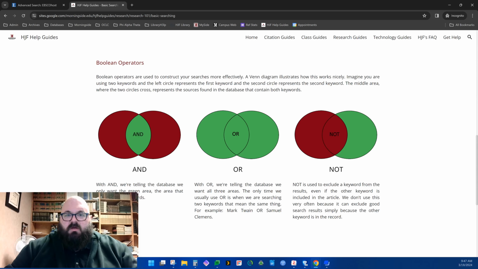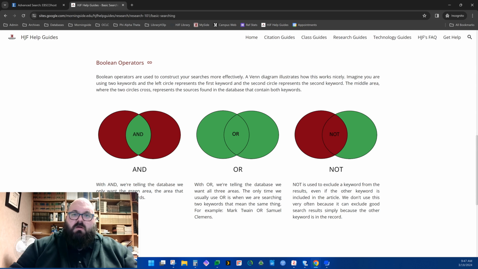In this short video, we're going to talk about Boolean operators. All databases have them, even if they don't provide you with the easy clickable way to select what operator you want to use. Boolean operators are a way to construct your searches more effectively, to indicate that you want this and this, or this, or this, or this, not this.